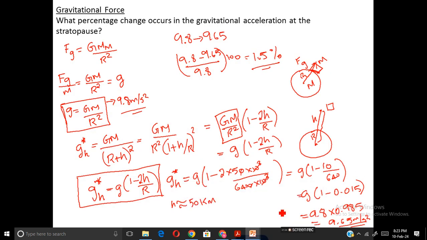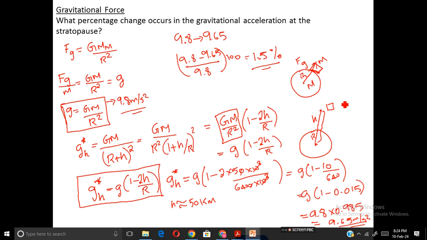So 9.8 minus 9.65 you get around 0.15, divided by 9.8. It is 0.015. Then once we multiply it with 100, 1.5%. So only this much changes as we go up to the stratopause, right? From 9.8 to 9.65, only about 1.5 percent is the change in acceleration due to gravity.